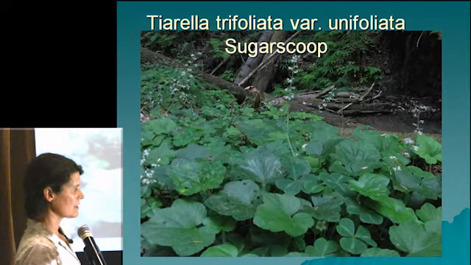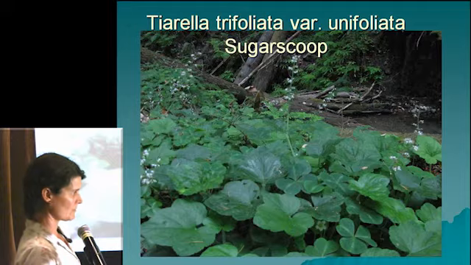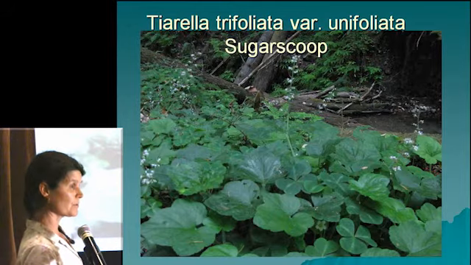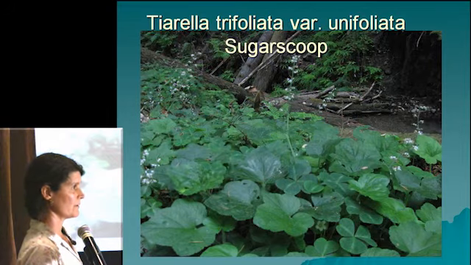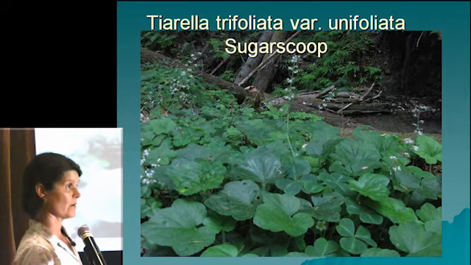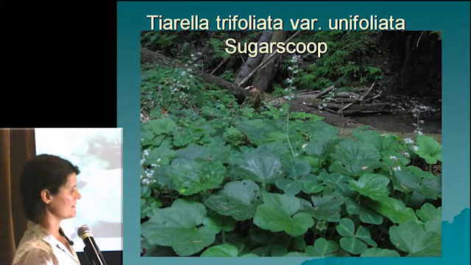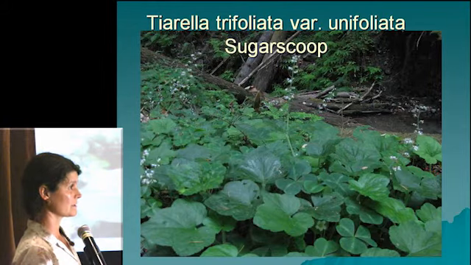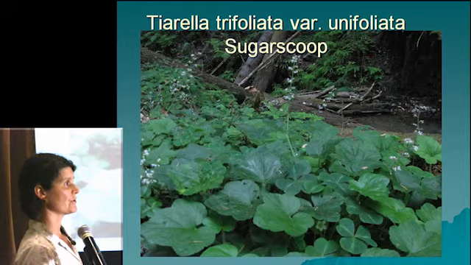And then Tiarella trifoliata, variety unifoliata, sugar scoops. These are all along in a redwood riparian area as a ground cover, and they will flower for months. I've been seeing this plant flower since early spring, and it's still flowering. So it's been flowering for a good 4 months or so. And it is evergreen, which is nice. So it likes the moisture and shade.